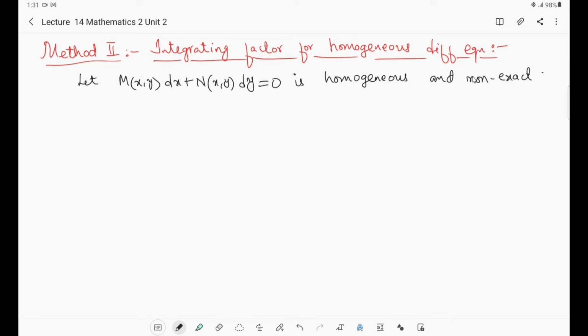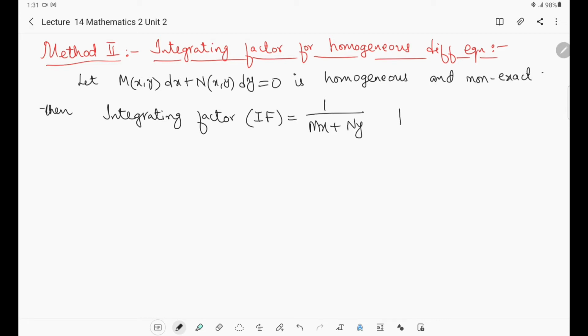If it is homogeneous and non-exact, then the integrating factor, in short called IF, is given by 1 by (Mx plus Ny), provided Mx plus Ny is not equal to 0. If Mx plus Ny is not equal to 0, then the integrating factor for the homogeneous non-exact differential equation is given by 1 by (Mx plus Ny). M and N are taken from the equation.